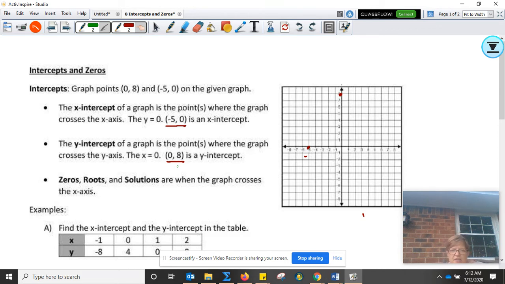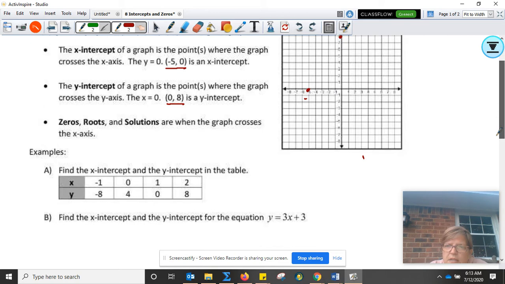All right. Then you have zeros, roots, and solutions. That's where your graph crosses the x-axis altogether. So for instance, if we had a line right here, that would be a solution right there. But it's not a line, it's just an ordered pair. Okay, so let's look at some examples.